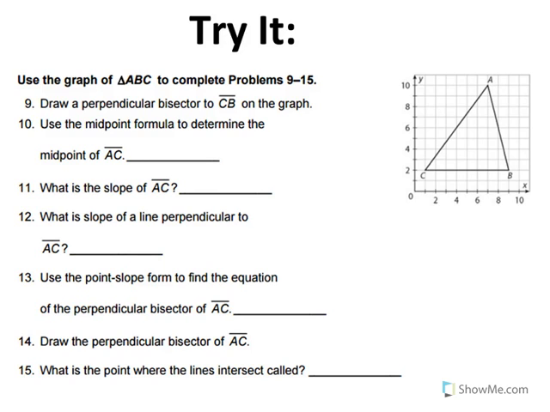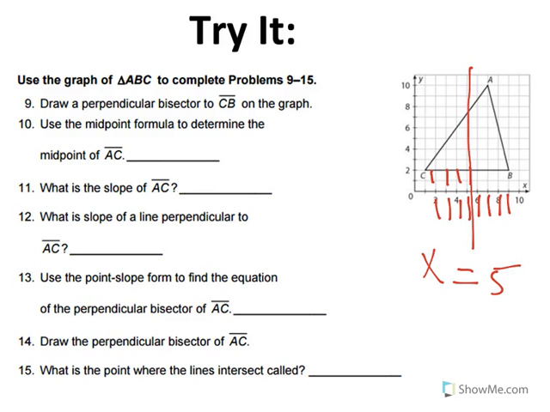Okay, so use a graph of triangle ABC to complete problems 9 to 15. Draw a perpendicular bisector of segment BC on the graph. So from C to B we have 1, 2, 3, 4, 5, 6, 7, 8. So halfway between that is 4, so we can go over 1, 2, 3, 4. Right, so then our x is equal to 5.